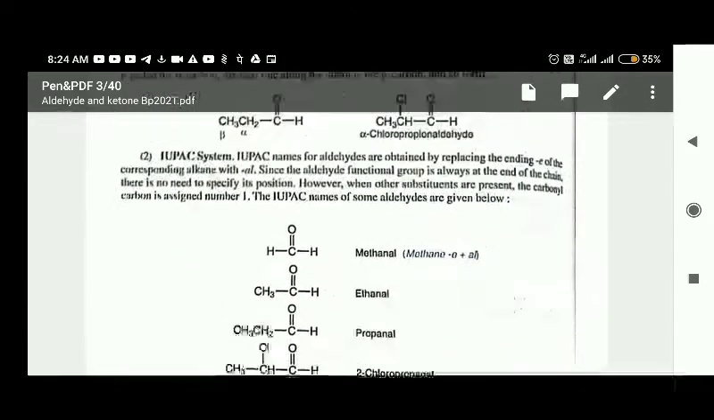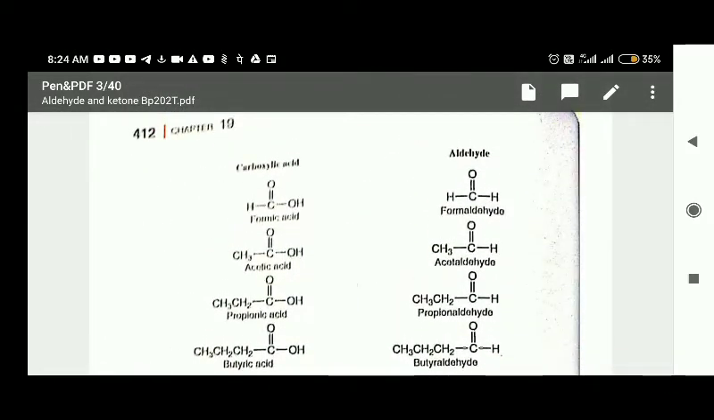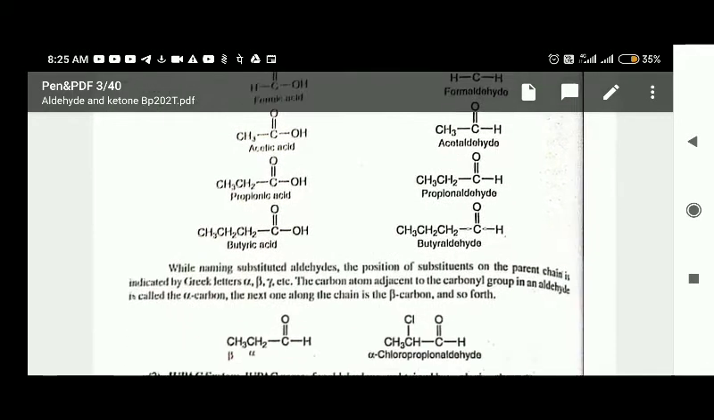Then comes your nomenclature, right? This is the basic thing, you know: formic acid, formaldehyde, acetaldehyde, acetic acid, butyric acid, butyraldehyde, propanaldehyde, propionic acid. These are small things, so you don't have to bother.